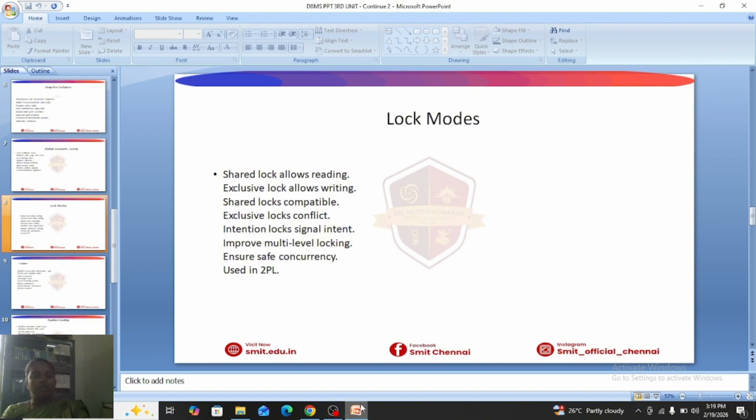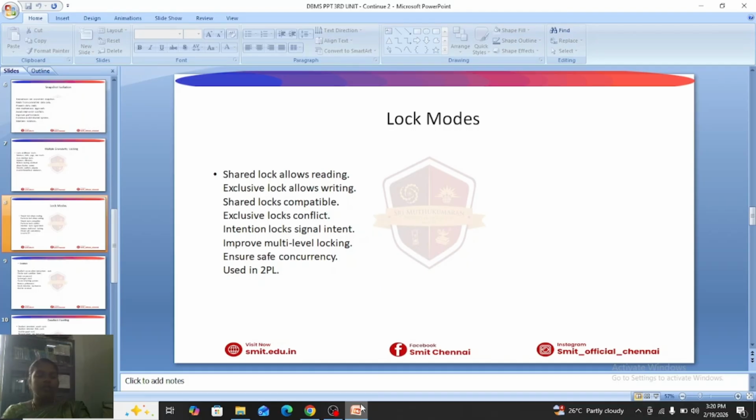Then moving on to lock modes. Lock modes define the type of access a transaction has on a data item to ensure concurrency control and consistency. Locks are mainly used in the two-phase locking protocol. First, the shared lock allows reading. The shared lock is also called a read lock. It allows a transaction to read a data item, and multiple transactions can hold shared locks on the same item.